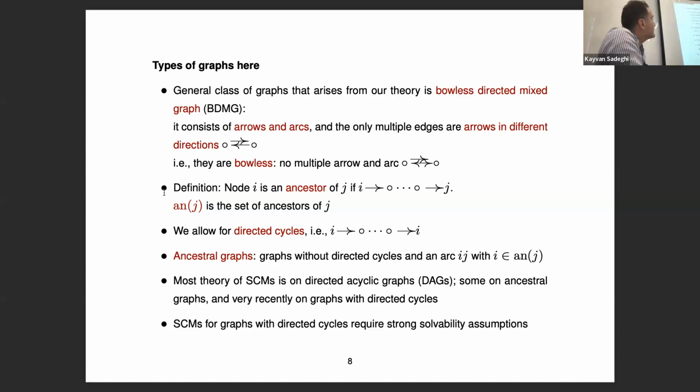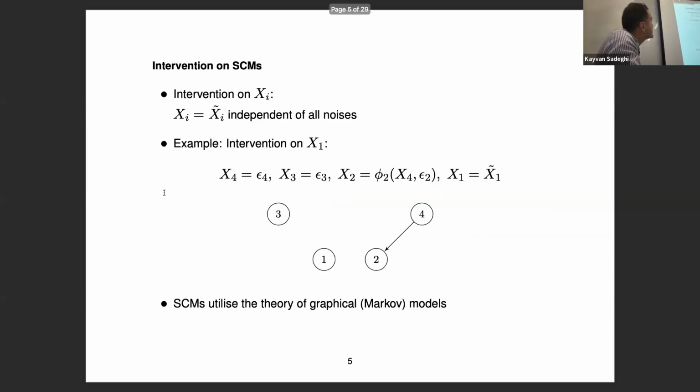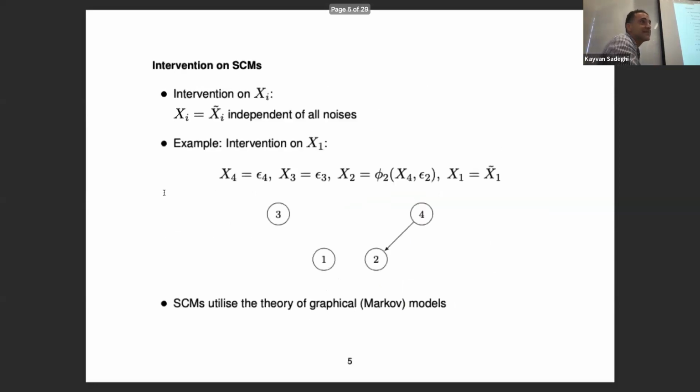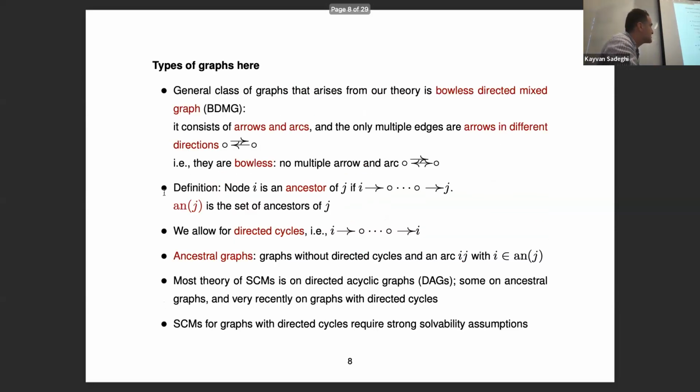So most theory of SCMs is on directed acyclic graphs, where there is no cycle and it's just directed edges. Some is on ancestral graphs, and very recently there are some results on graphs with directed cycles. But SCMs do not work well with directed cycles, because if you think of these functional relationships, if there is a cycle, they get really entangled, so you need solvability assumptions for these to work. So it's not trivial at all.